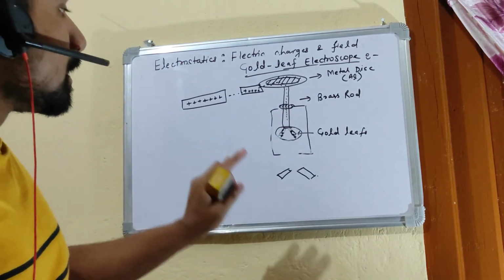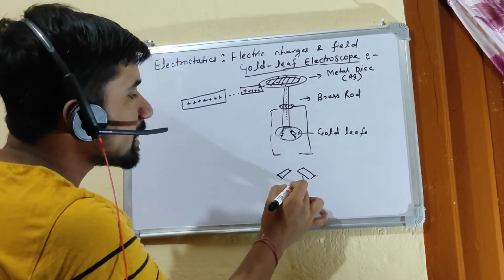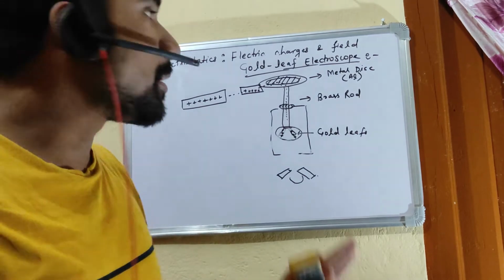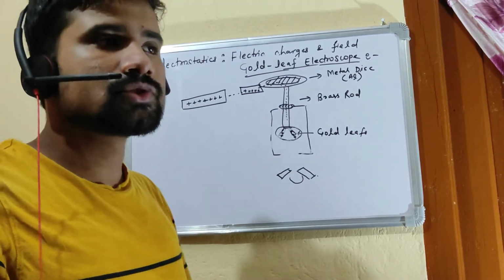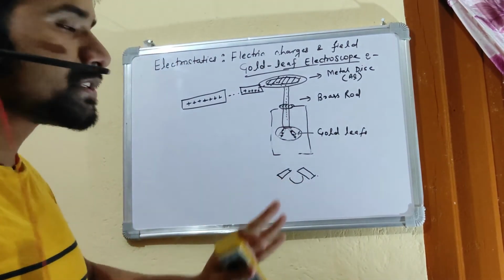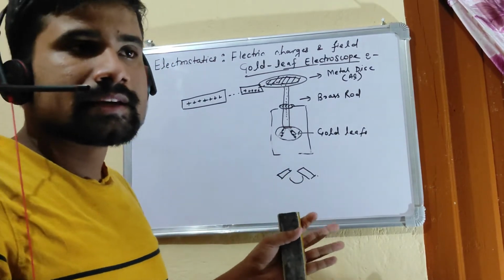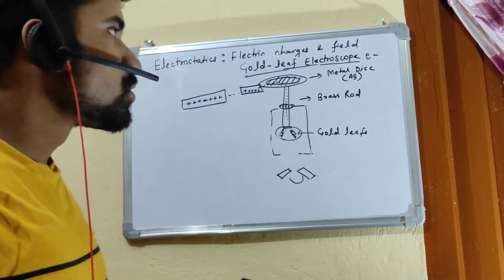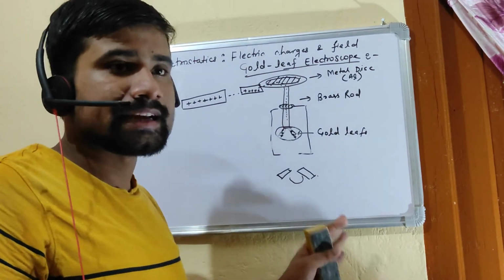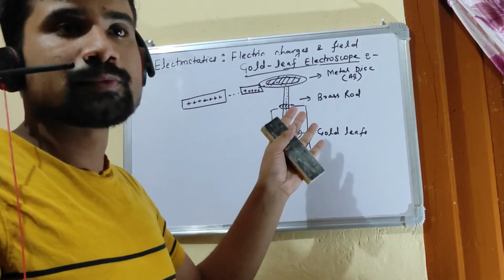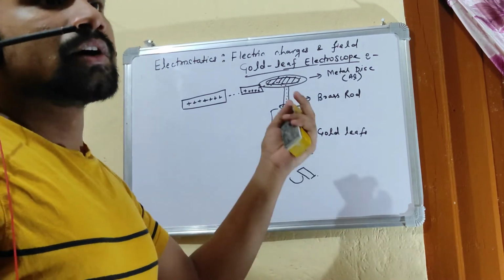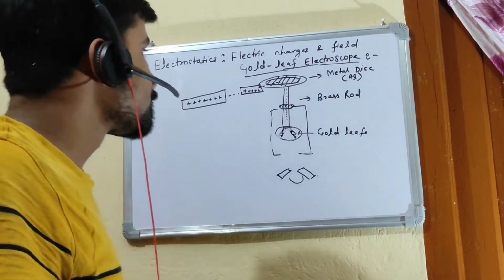So the amount of this particular divergence is proportional to the amount of charge. If charge magnitude is very high, the divergence will be very high. If charge magnitude is low, then the divergence will be less. So that is directly proportional. That's how it indicates the presence of charge and also the quantity of charge.